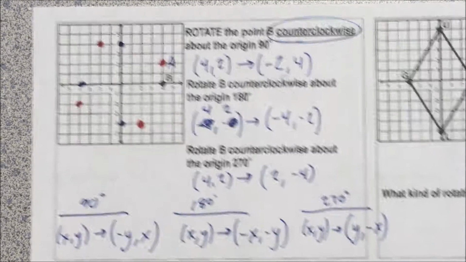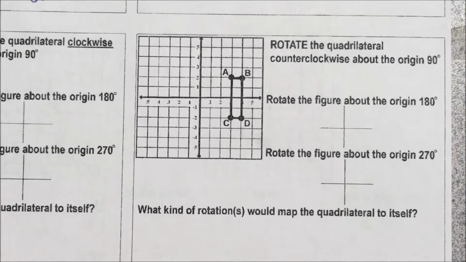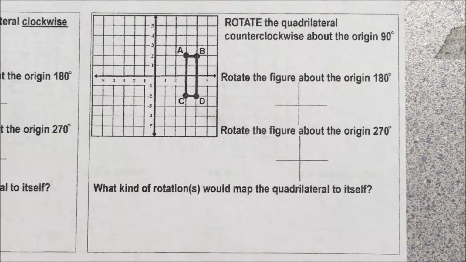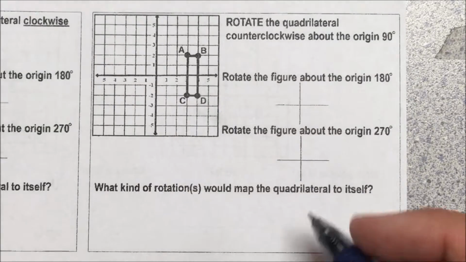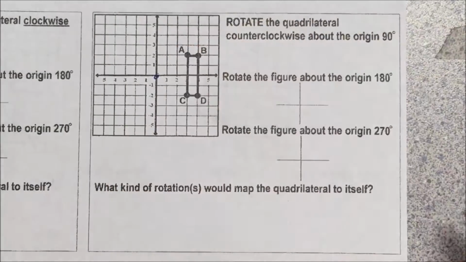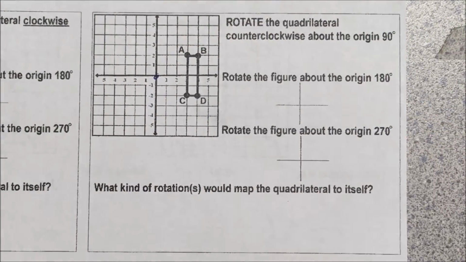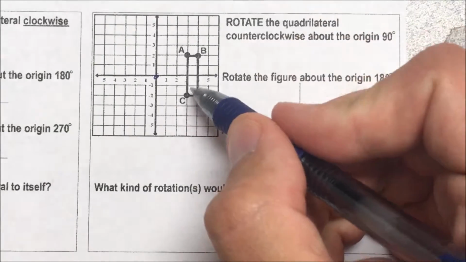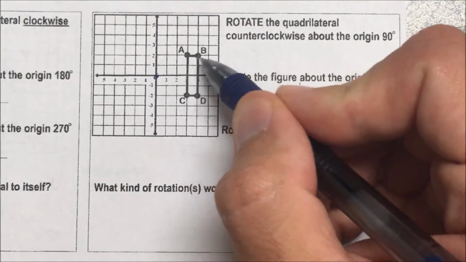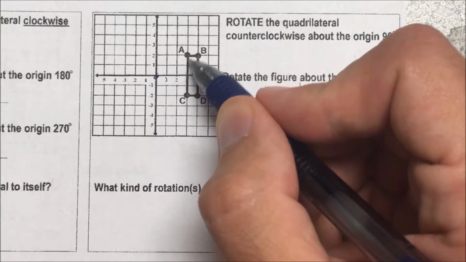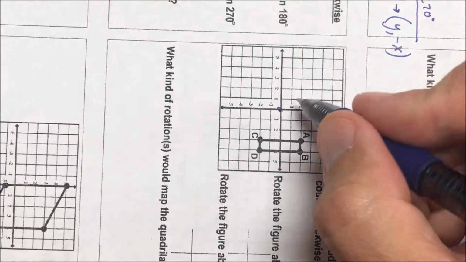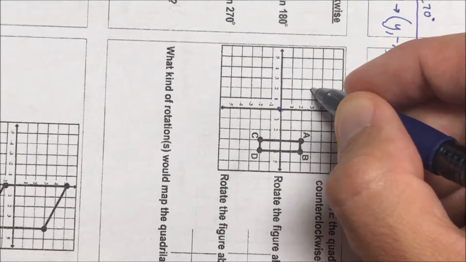So let's rotate a figure now. I'm going to skip down to here. Let's rotate this quadrilateral counterclockwise, so we're still going in the same direction, about the origin. So right there, 90 degrees, and then we'll just draw the figure in right here. I'm going to do each point the same way. I went to the right 1, 2, 3, and up 2 to get to A. So I'm going to turn it 90 degrees. Right 1, 2, 3, and up 2. So that would be A.